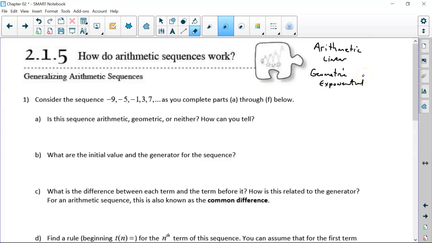So for problem number 1, we're going from -9 to -5 to -1 to 3 to 7. What we're doing is we're adding 4 each time, making it arithmetic. Now the initial value, I like making a table for this, n and T of n. That's the notation we're going to be using for these sequences. Now, term 0, 1, 2, 3, 4, we're not given term 0. That -9 is term 1.